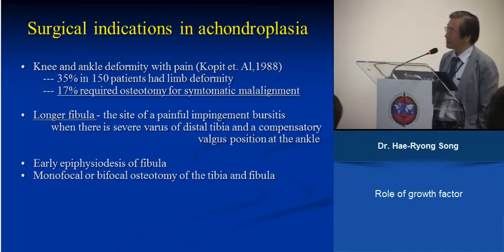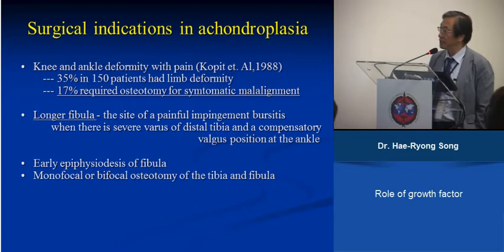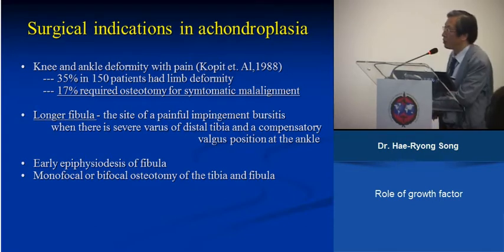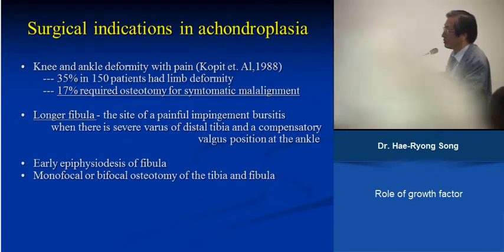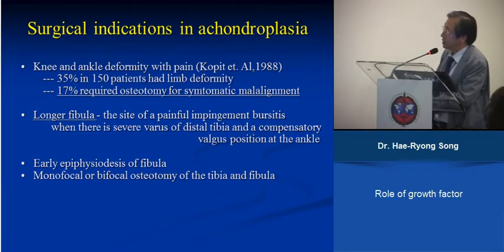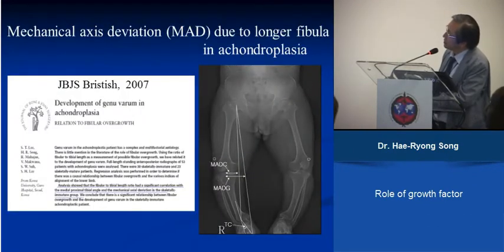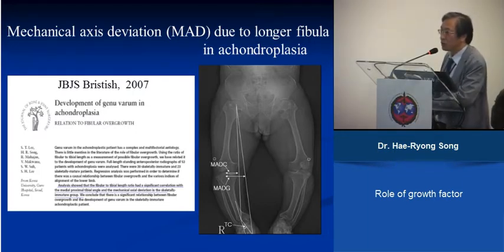Only 17% required osteotomy for symptomatic malalignment. Also, long fibula is a pain site. I reported the mechanical axis deviation due to long fibula. If you see the conventional MAD, it is from the center of the femoral head to the center of the ankle joint, but I measured from the center of the head to the center of the foot because of the long fibula, and then more severe mechanical axis deviation was visible.